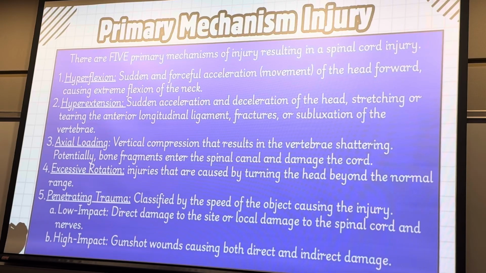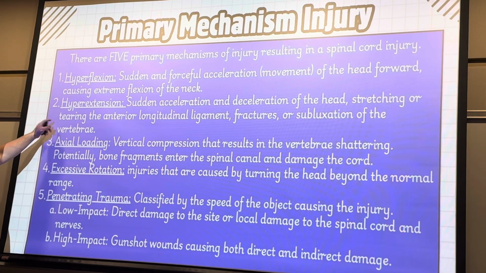As she's bending over, she's causing a lot of stress, a lot of strain within that neck. But don't think about it just within the neck. It can also be in the thoracic vertebrae as well. It can also be within your lumbar and sacral part as well. But any part that bends that spinal column forward or back. So as she puts her chin to her chest and she's bending that neck, that's causing that hyperflexion injury. So sudden and forceful acceleration, some type of movement of the head forward, causing extreme flexion of the neck. That's our hyperflexion type of injury.